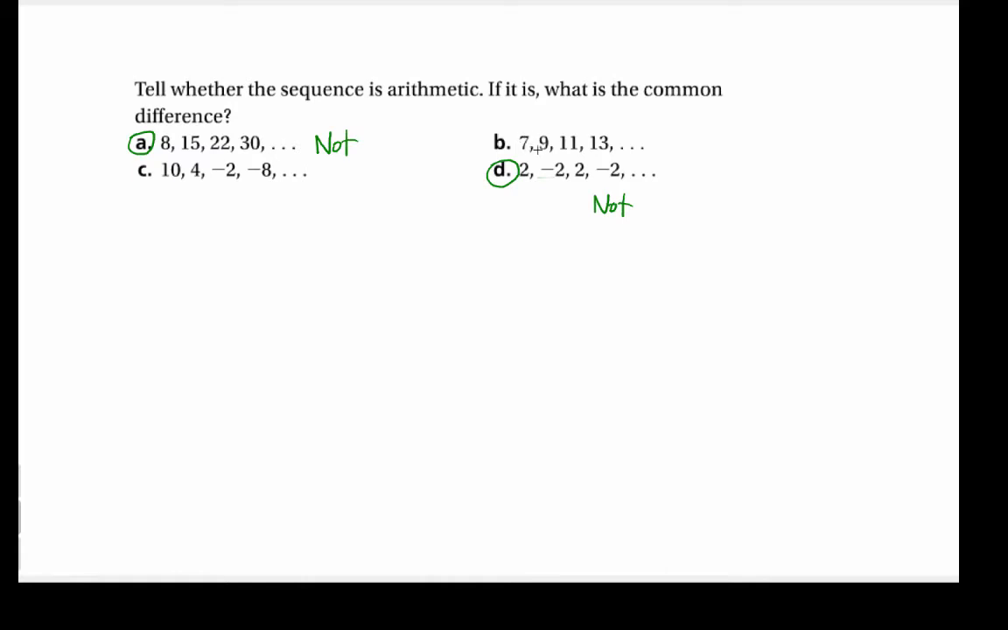Part B, though, I didn't circle this one, but let's take a look at this one to look at one that is an arithmetic sequence. We have a difference of 2, 7 to 9, 9 to 11 is a difference of 2, 11 to 13 is a difference of 2, so we would say that yes, this is arithmetic. And just to continue here, let's look at C as well. What's the difference between 10 and 4? That's a minus 6 difference. 4 to negative 2 is another minus 6 difference. Negative 2 to negative 8 is another minus 6 difference, so that is an arithmetic common difference.